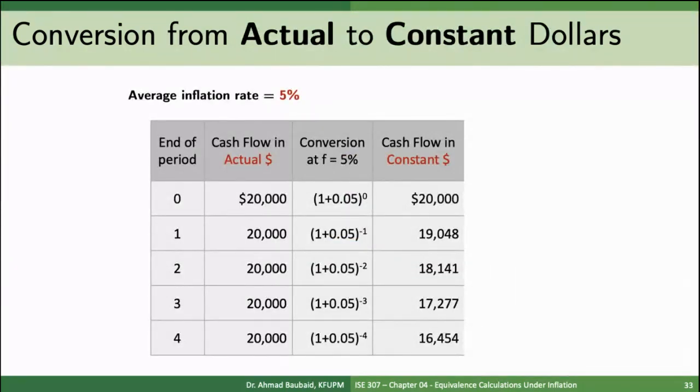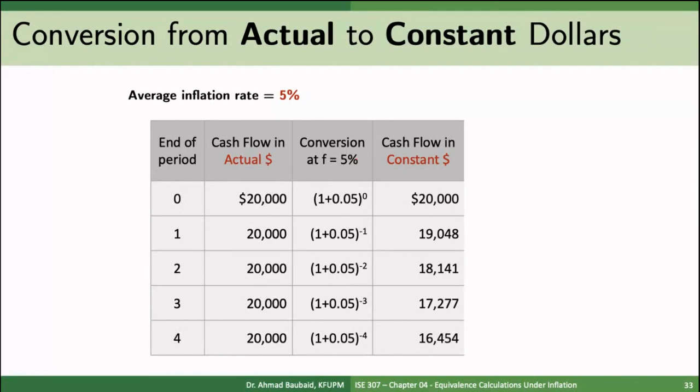And here's another example, sort of using a table where we see this in action. So I'm giving you the average inflation rate, which is F bar, at 5%. And I'm giving you a cash flow in actual dollars. So this time I'm saying I'm going to give you this actual amount of money every single year for the next 4 years, right? Or 5 payments, right? Starting from today.